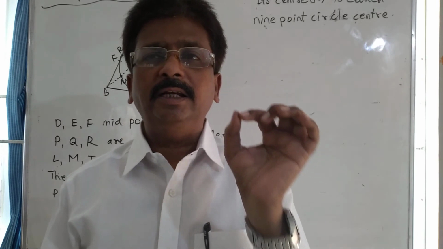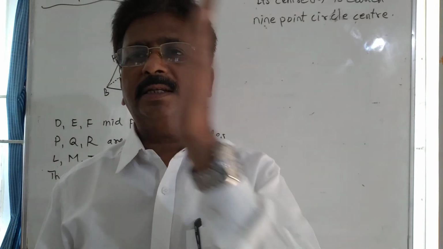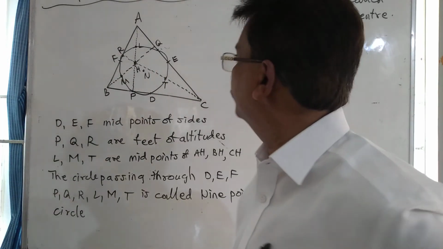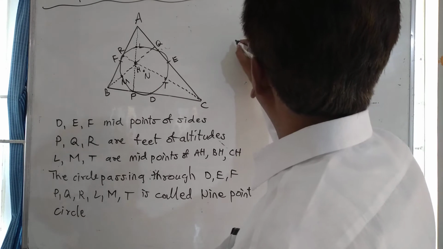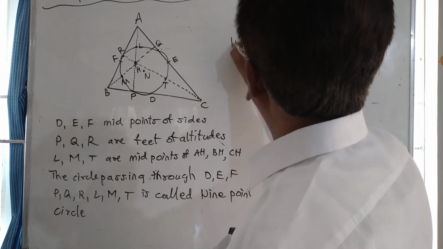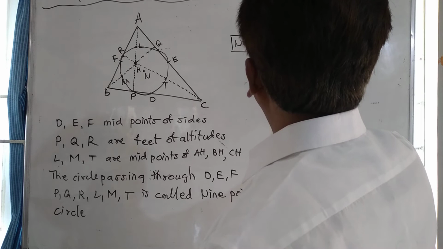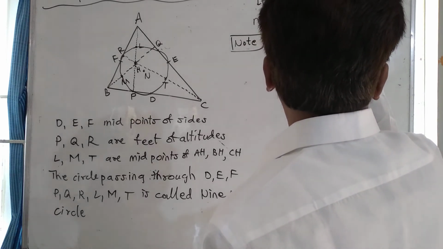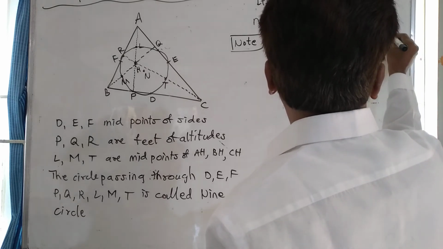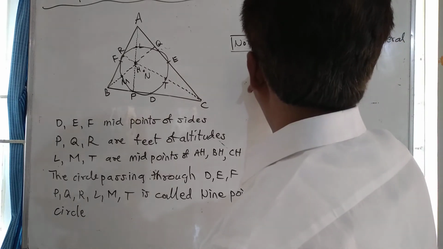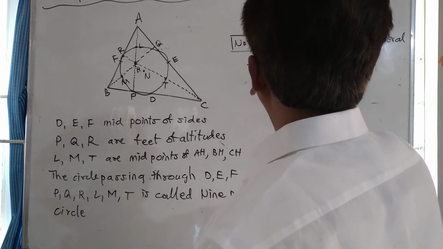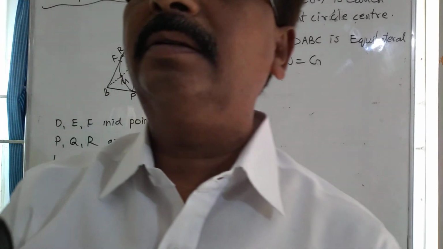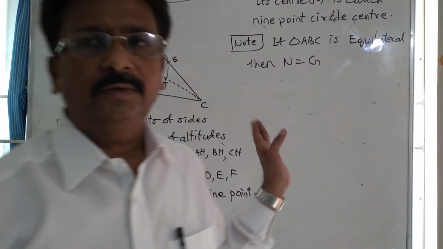Therefore, if the triangle is equilateral, then it coincides with the centroid. Note that if triangle ABC is equilateral, then the 9-point circle center N is equal to G, and otherwise there is no specific region for the N. Note it.